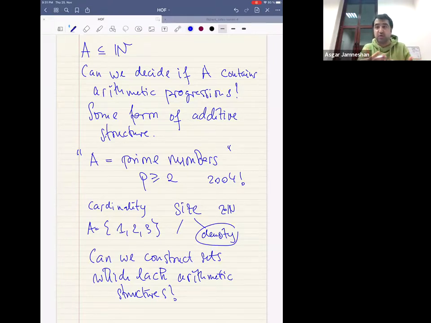That's also a way to approach this question, and I want to show you now an example of how to try to avoid arithmetic structure but end up finding arithmetic structure.